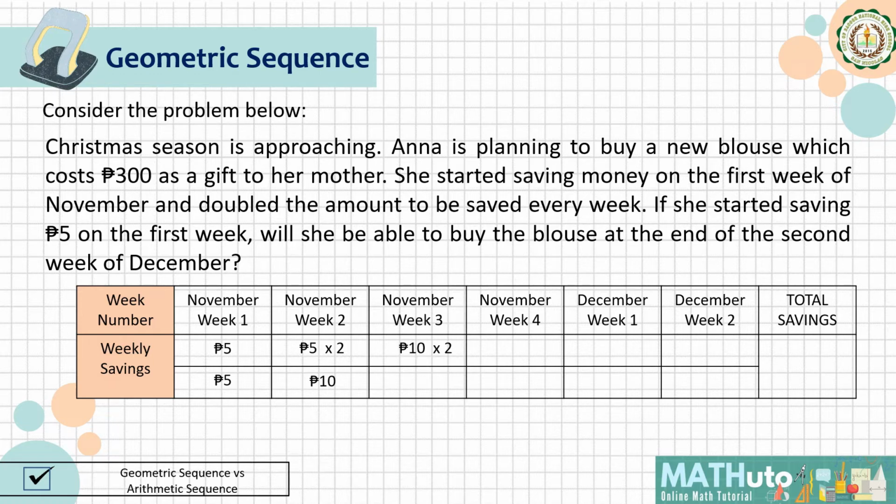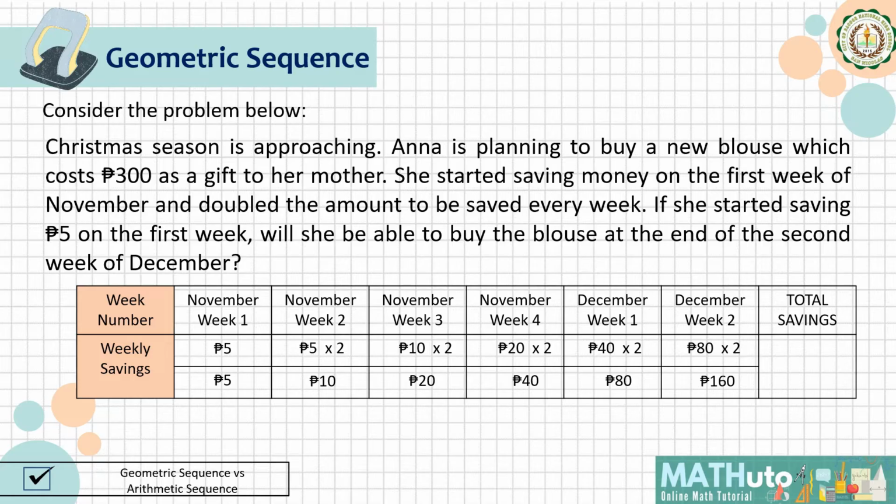For the third week of November, doubling the amount of the last week, 10 pesos times 2, that is 20 pesos. And for the fourth week, 20 pesos times 2 is 40 pesos. Next, for the first week of December, doubling the amount from the last week, 40 times 2 is 80 pesos. And for the last week, the second week of December, that is 80 pesos times 2, that is 160 pesos.